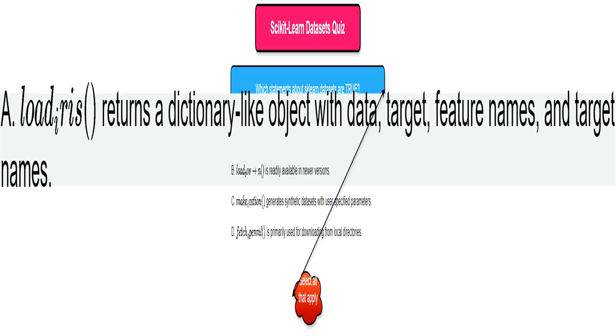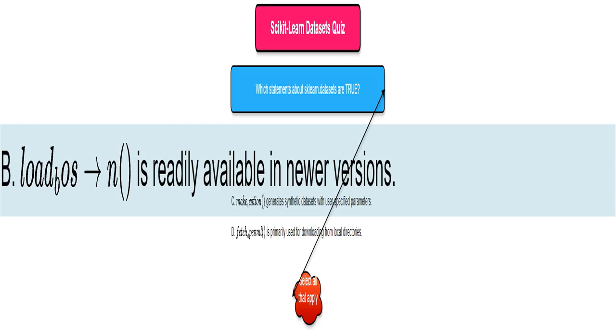This statement says the load_iris function returns a data structure that's similar to a dictionary. It should contain the dataset's features, target variables, the answers, and information about what those features and targets represent. This is true. This statement claims the load_Boston function is available in newer versions of Sklearn.